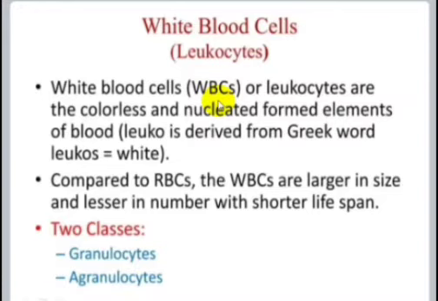White blood cells refers to the colorless and nucleated formed elements of the blood. They are larger in size than the red blood cells, but they are lesser in number than red blood cells. So we have more red blood cells in the human body than white blood cells. Alright?